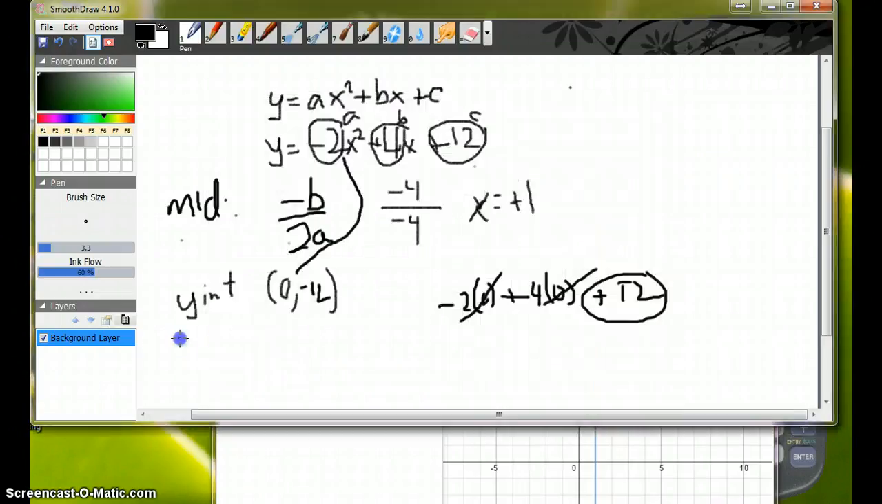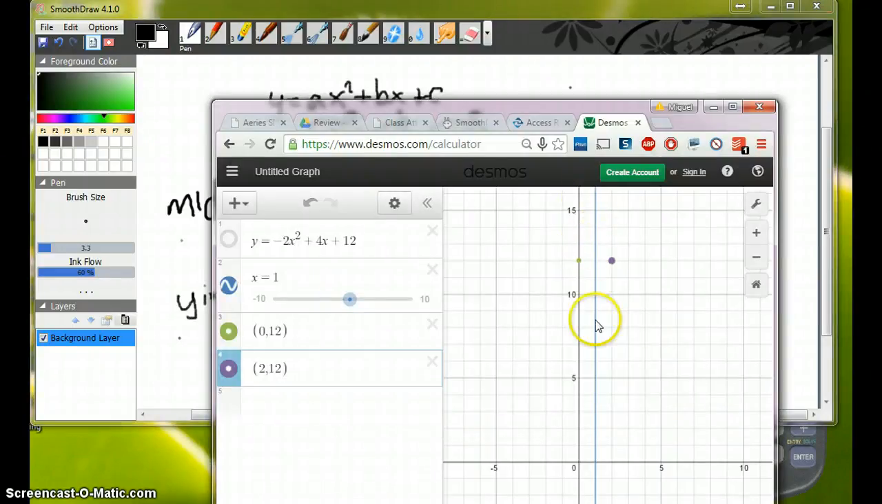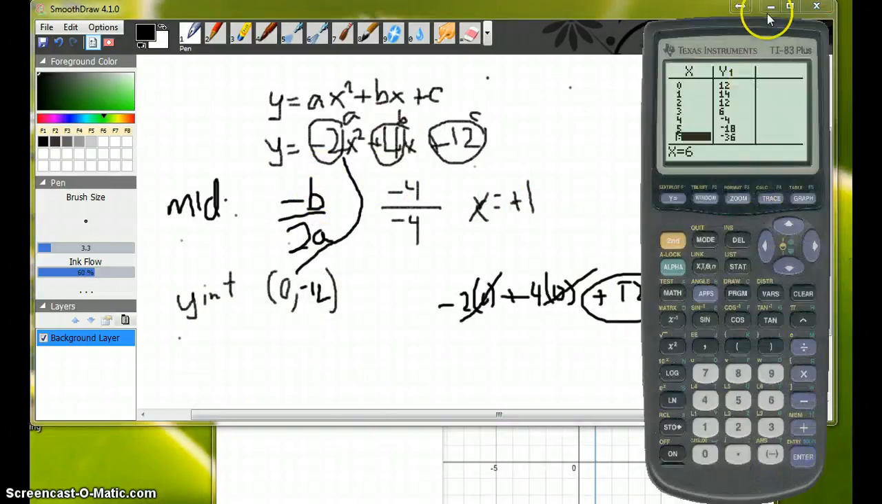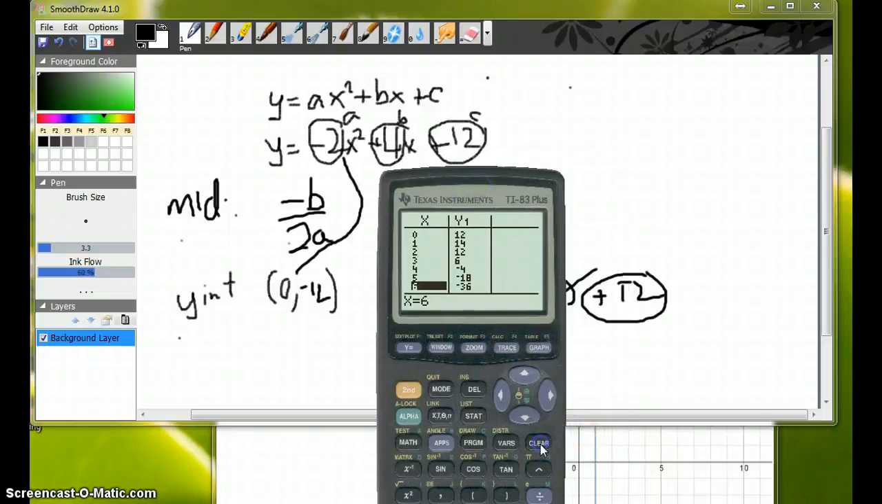Now we need to find the vertex. And the vertex is in the middle. So the vertex is somewhere in here on the blue line. So we know that x is 1. So we're going to plug that in and do it. But I'm also going to show how to do it on the calculator. Okay? You got to show your work. For the test, you must show your work.